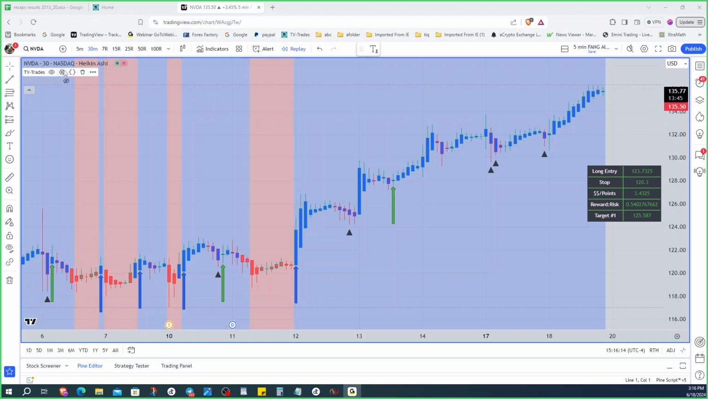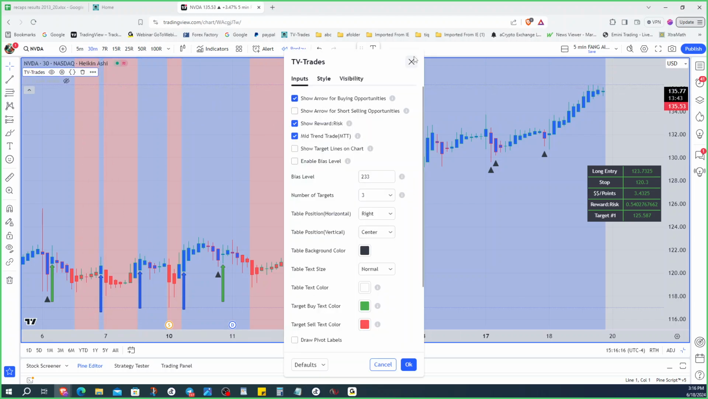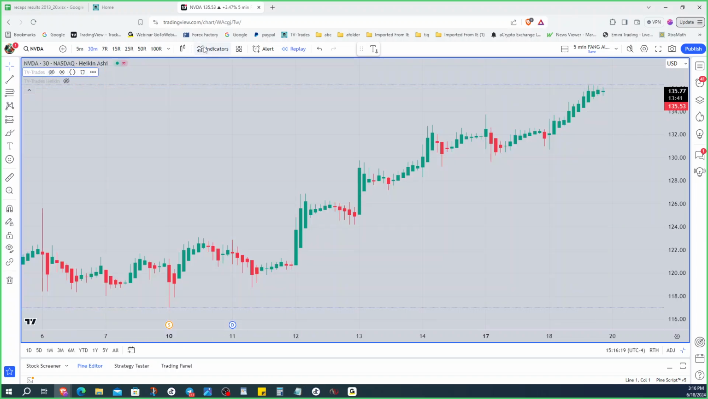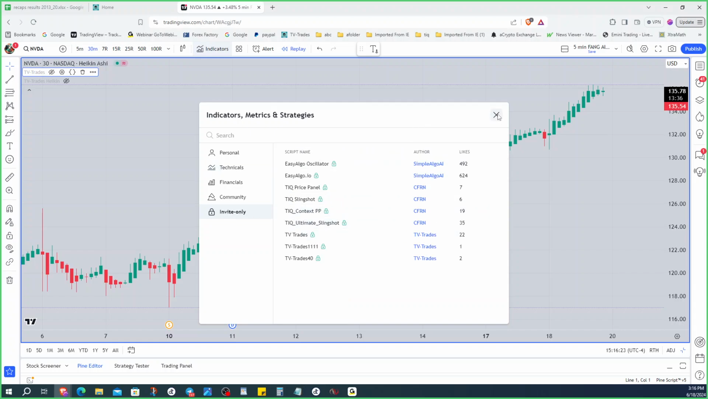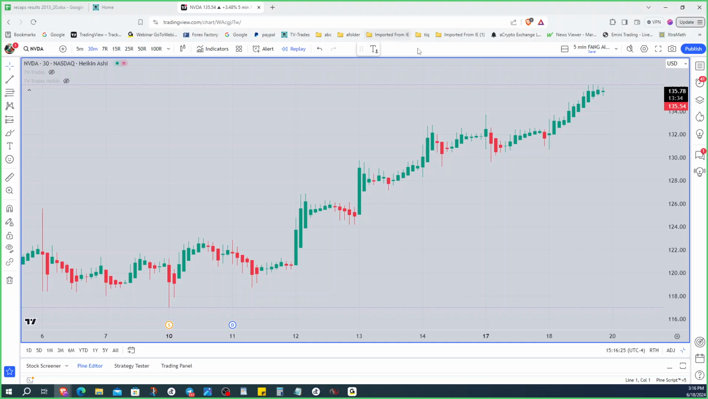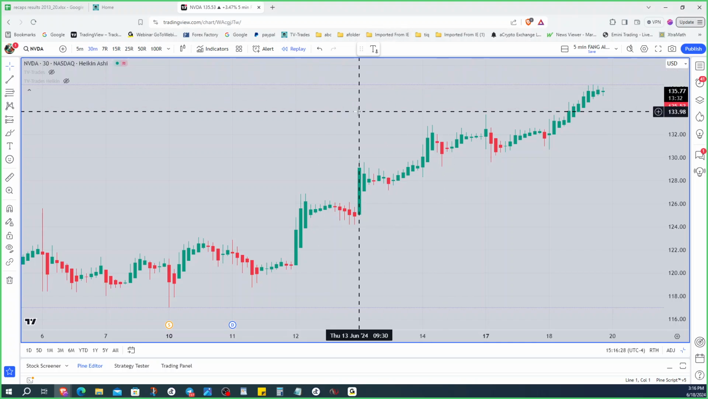So in here, let me just go through these things fairly quickly. The things in here by default. Let me just take it off. Here, I'll take it off, and I'll throw a TV trades on by default. Come in here to invite only when you sign up and you give me your TradingView login ID. I gotta say all this stuff right at the beginning, because, well, some people don't know.